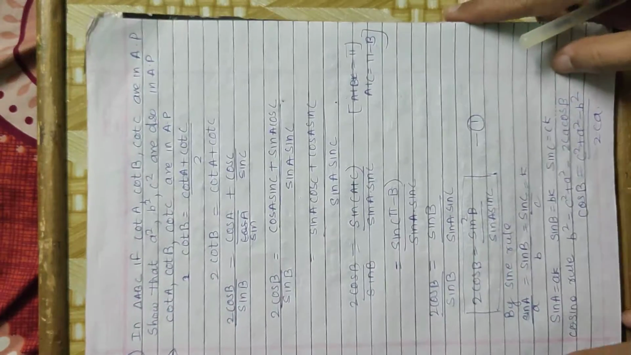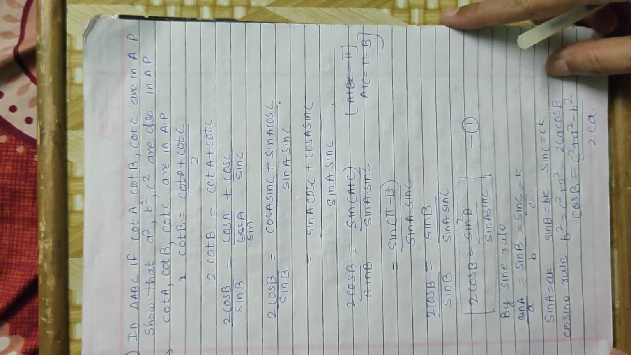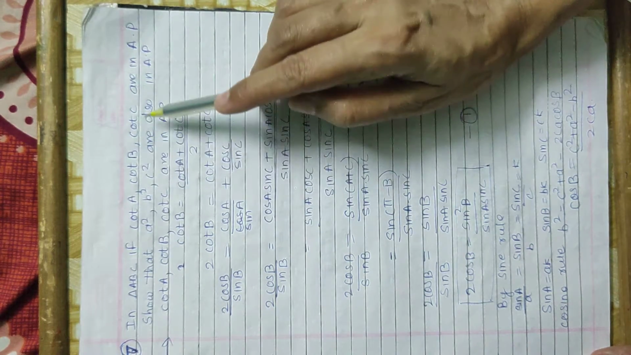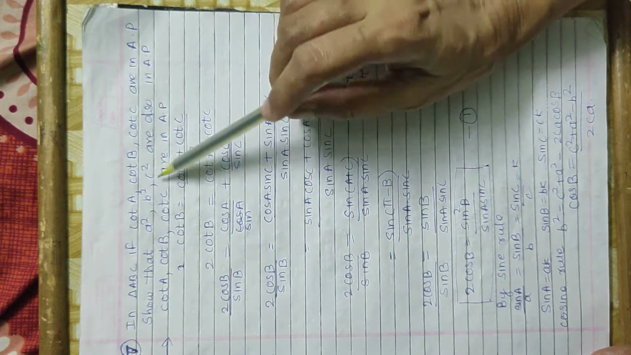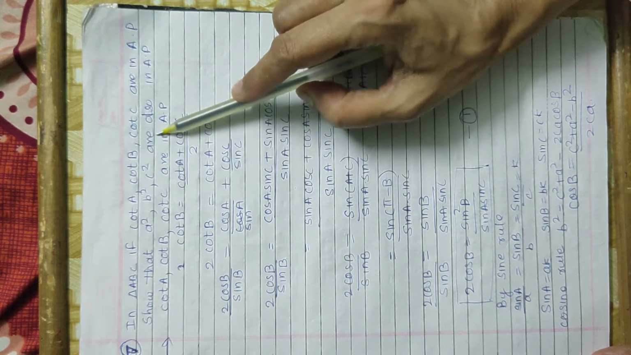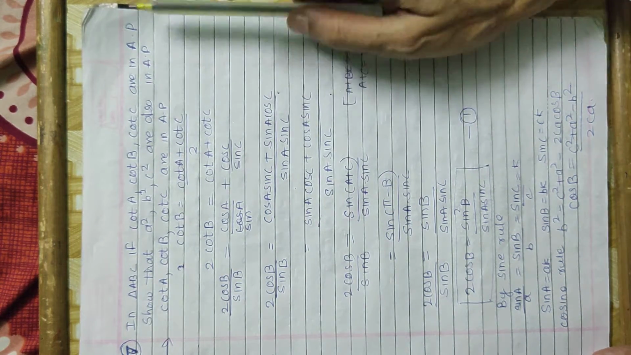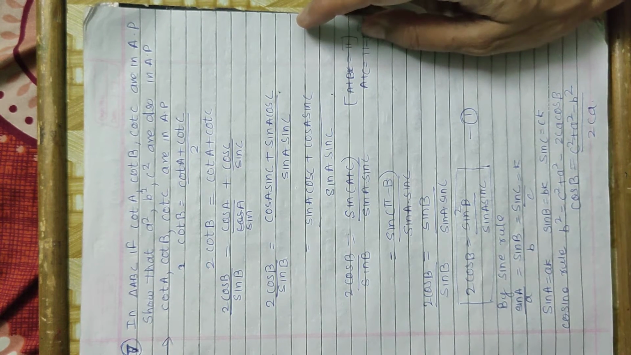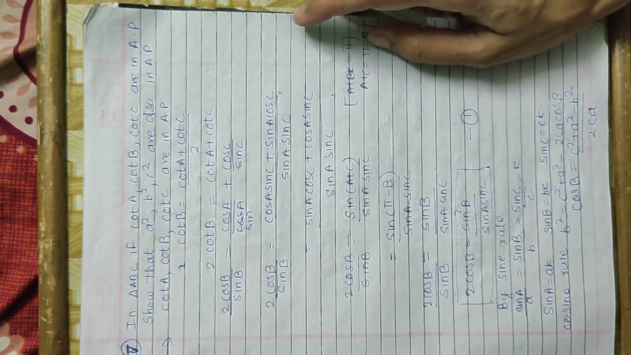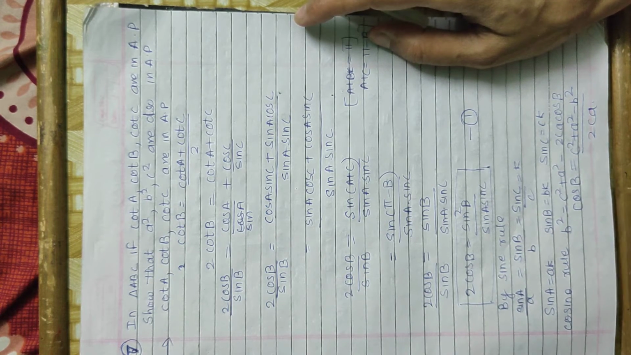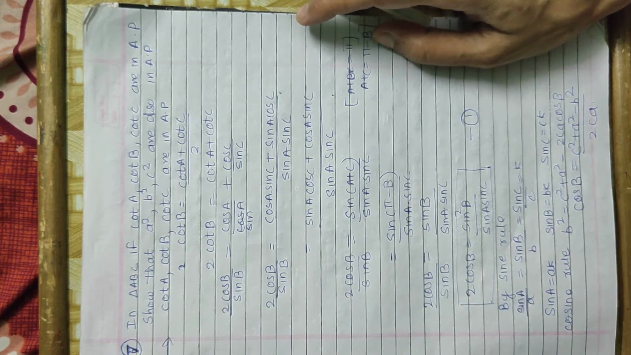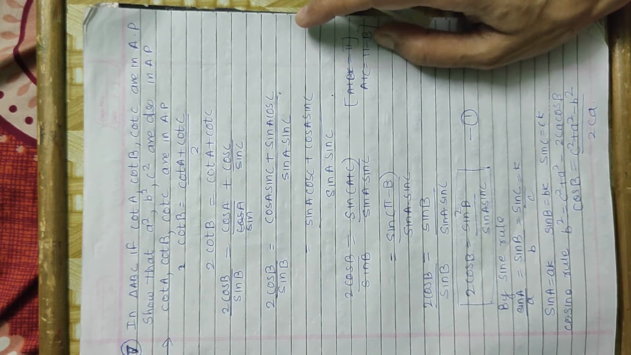Next sum, the 7th sum. The 7th sum is: in triangle ABC, if cot A, cot B, cot C are in AP, show that a square, b square, c square are also in AP. Now here these three, cot A, cot B and cot C, they are in AP. So what is the condition for AP?